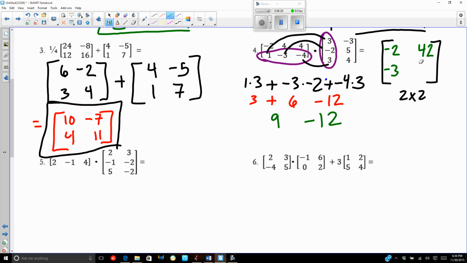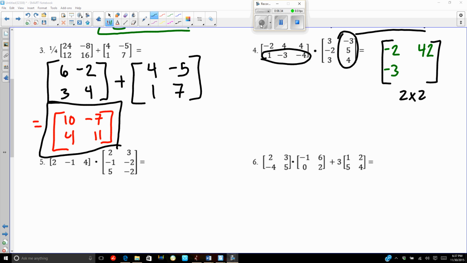And then we're going to repeat the process one more time to get that last number. I'm going to go ahead and erase. So last but not least, I'm going to multiply the bottom row by the second column. So that's 1 times -3 plus -3 times 5 plus -4 times 4.